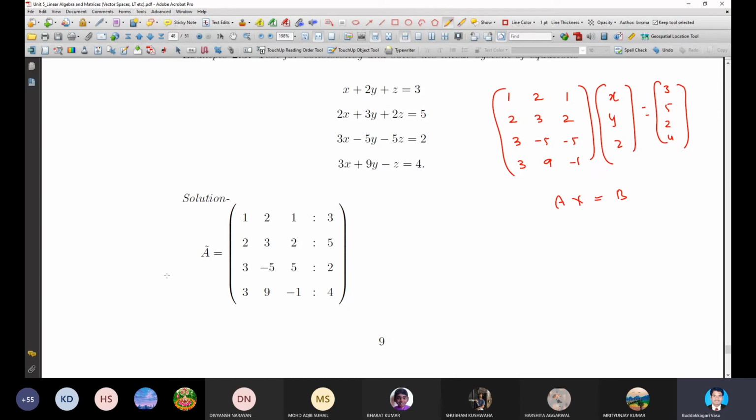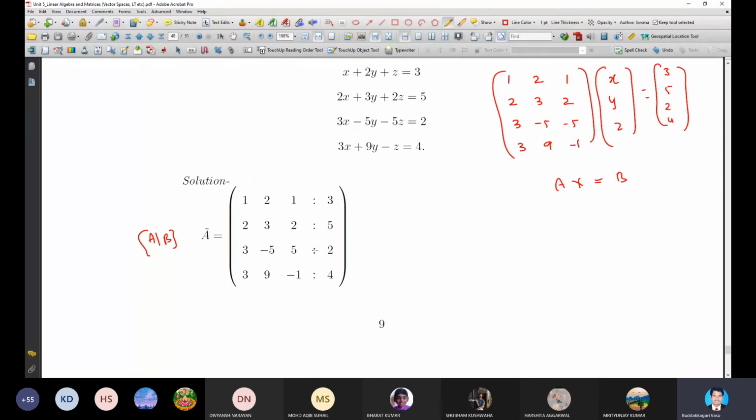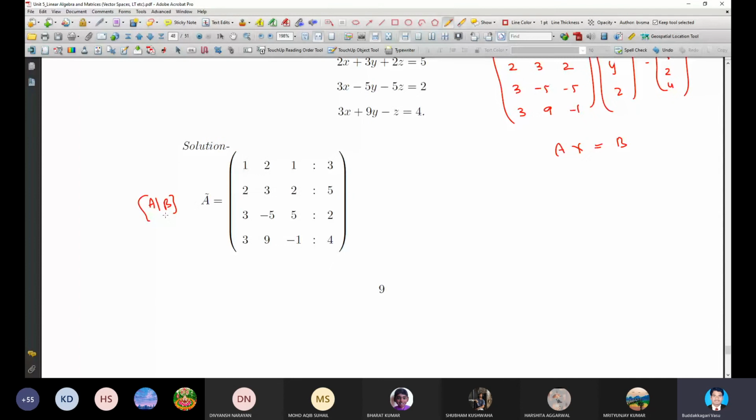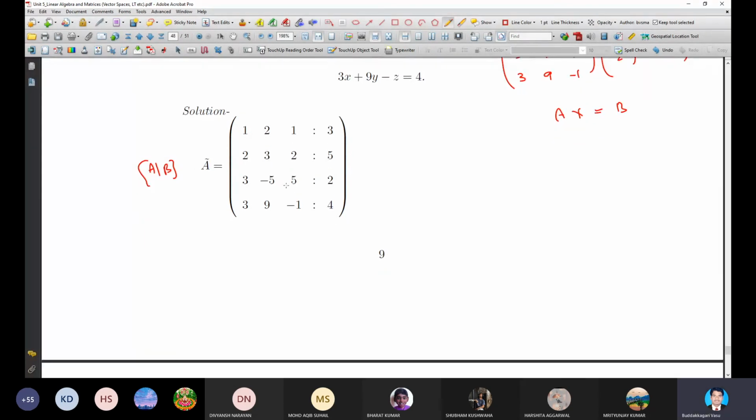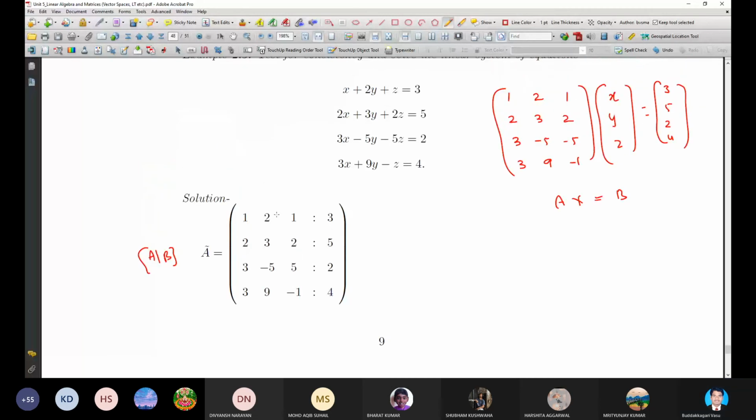Now write its augmented matrix. This is A bar b, and we can write it as A bar; that is also not a problem, whatever notation is used. The coefficient matrix is added with one more column, the right-hand side column 3, 5, 2, 4, with a dotted or straight line separating it. First write the augmented matrix, and after finding it, we need to find the rank, right?